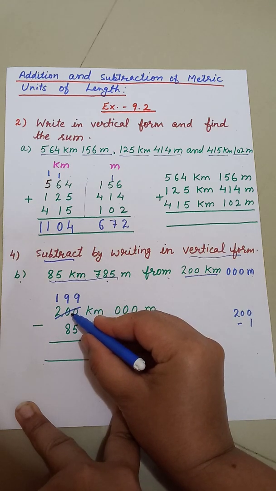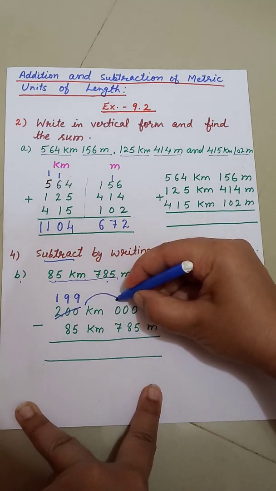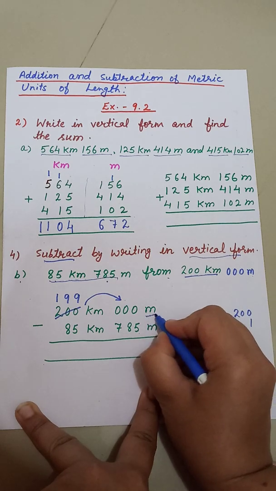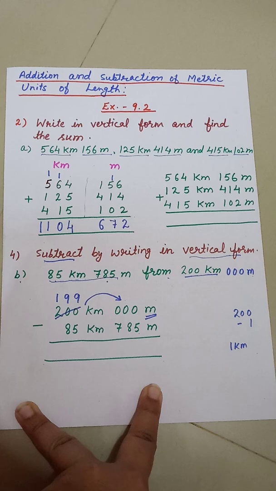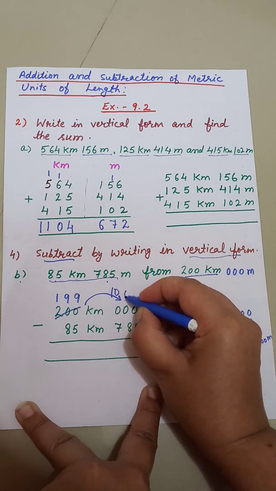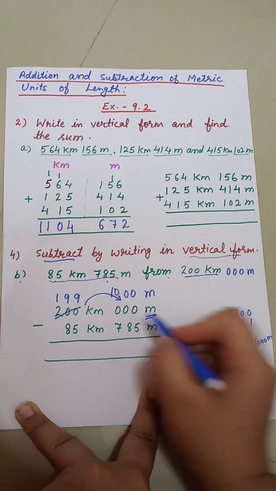And this 1 kilometer is going to this side, but this is meter. This is given in meter. So what do we have to do? We have to convert this 1 kilometer into meters. You all know that 1 kilometer is equal to 1000 meter. So it will become 1000 meter because these are all 000.